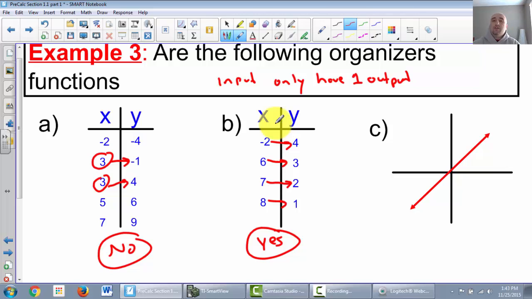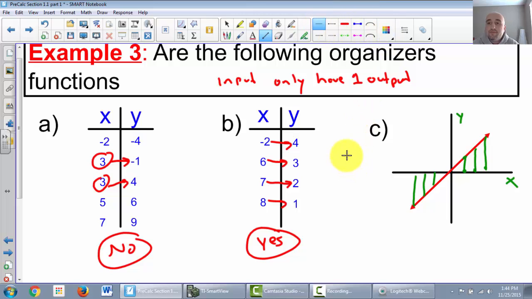All right, so let's look at C. This one's a little bit tougher because it's a graph. Does every input, so remember, inputs are x values, outputs are y values, does every x value have only one y value? So if I put my pen here and I go up, it only touches the graph one time. So basically what you can do is a vertical line test. What does that mean? Let me draw a vertical line. If you drag your vertical line across your graph, as long as it only touches that red line once at a time, it is a function. So it's passing the vertical line test. So yes, this one is a function.